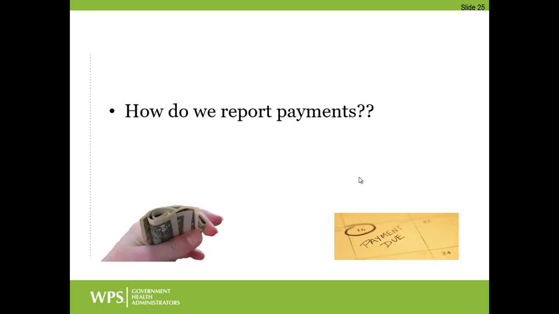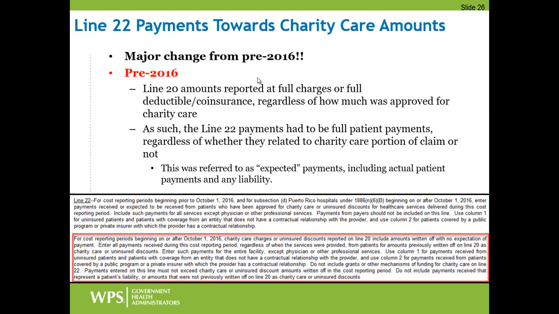So now the next question is, how are payments to be reported? These are patient payments we're talking about. As I said earlier, the payment situation is a major change from before 2016. The line 20 amounts pre-2016 were reported at the full charges, regardless of how much of that claim was approved for charity care. Because of that, the line 22 payment amount had to be payments related to the entire claim, regardless of how much the claim was approved for charity care.